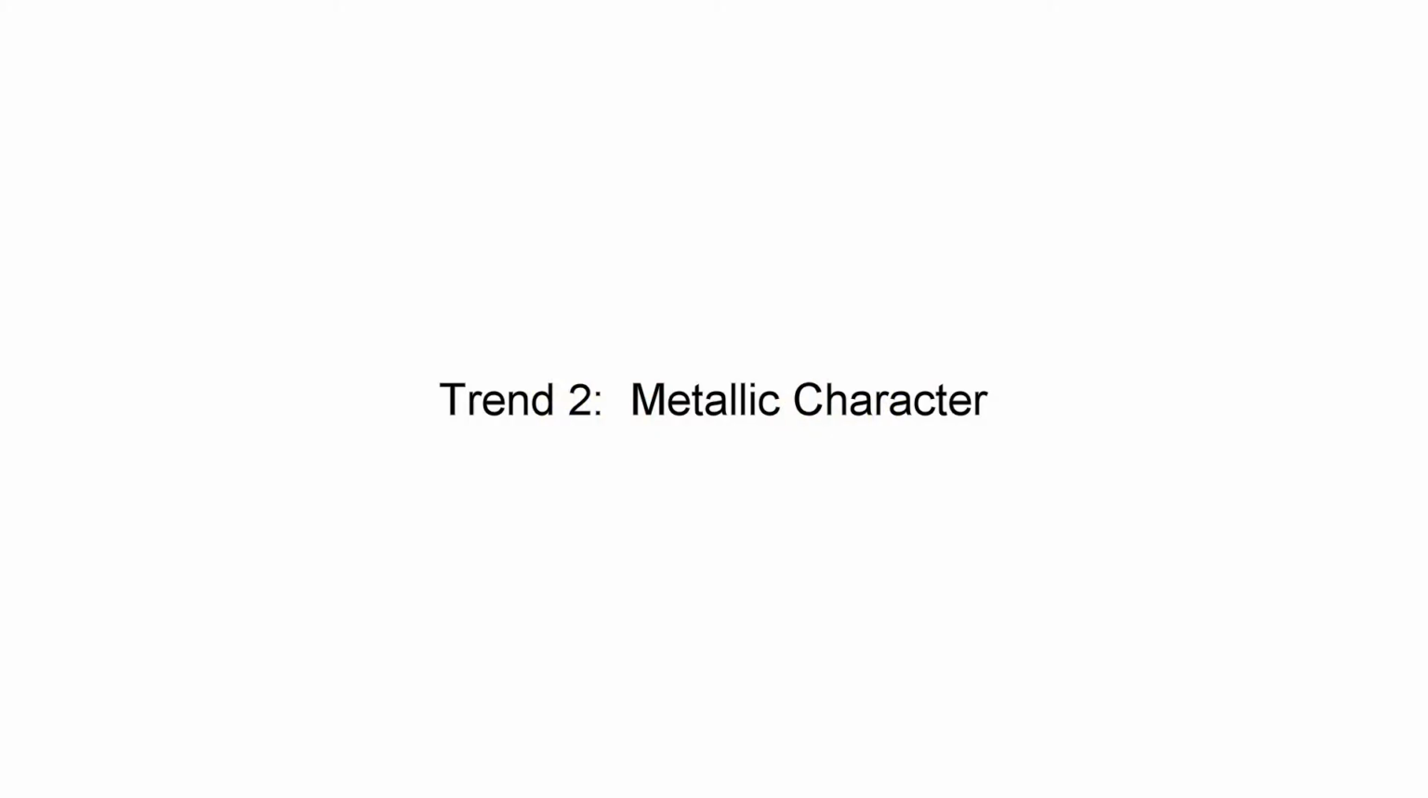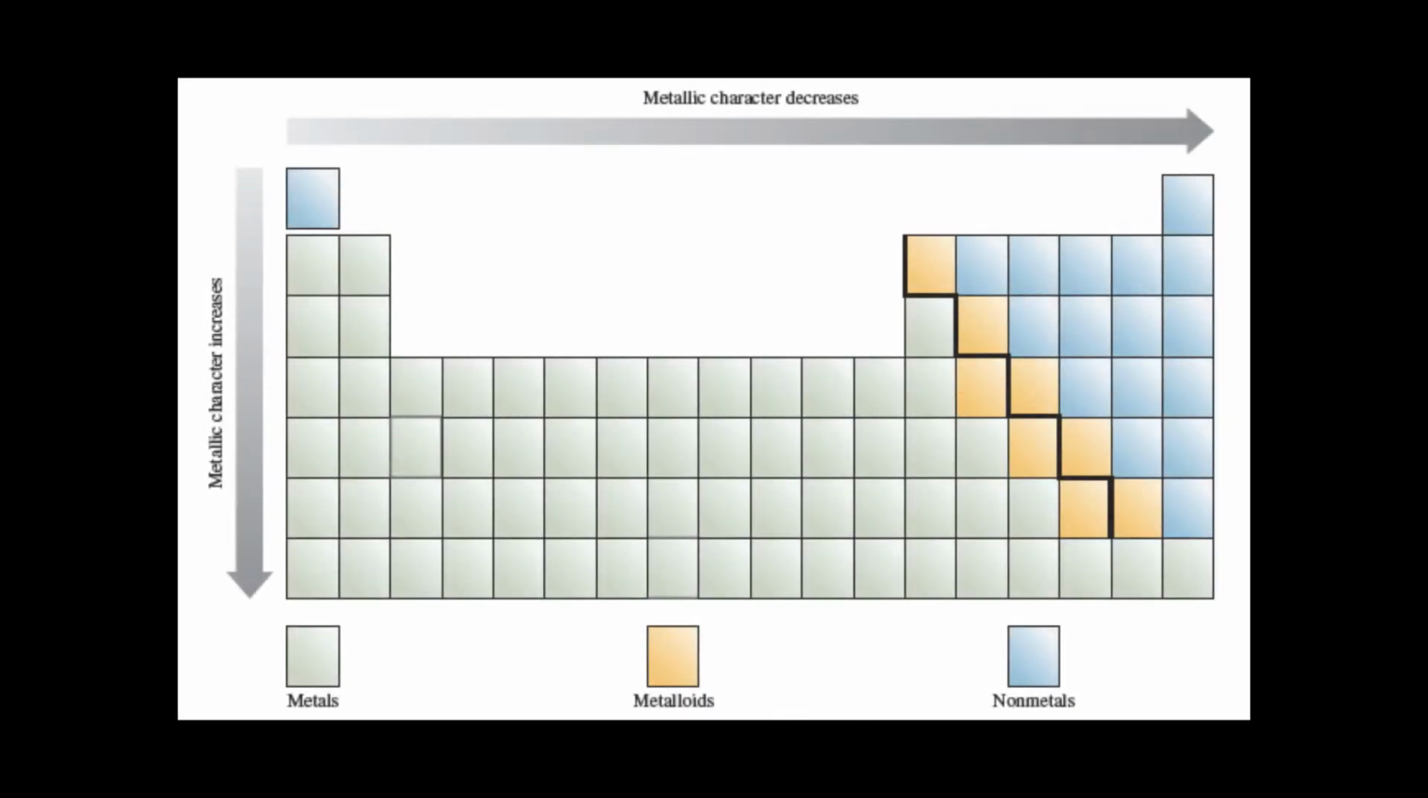The second trend is metallic character, and this is another one that's easy to remember if you recall that the nonmetals are all towards the upper right of the table. Most periodic tables even have either a color coding or at least a little zigzag to show you where the two groups meet. So you can tell pretty easily that as you move down and to the left, the metallic character of the element increases.